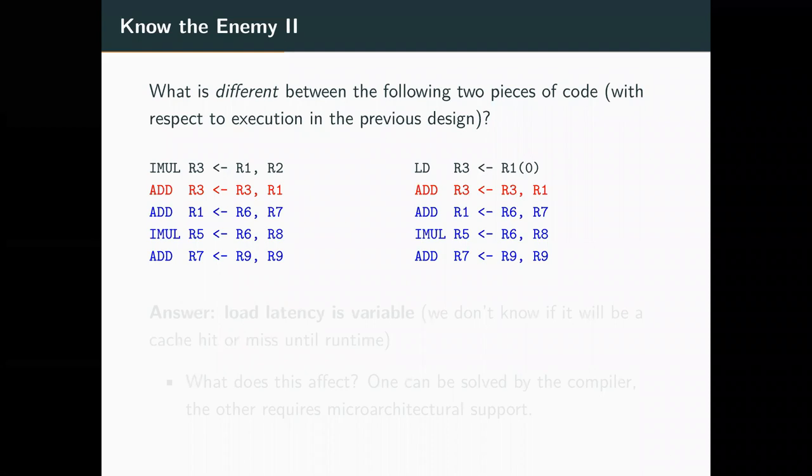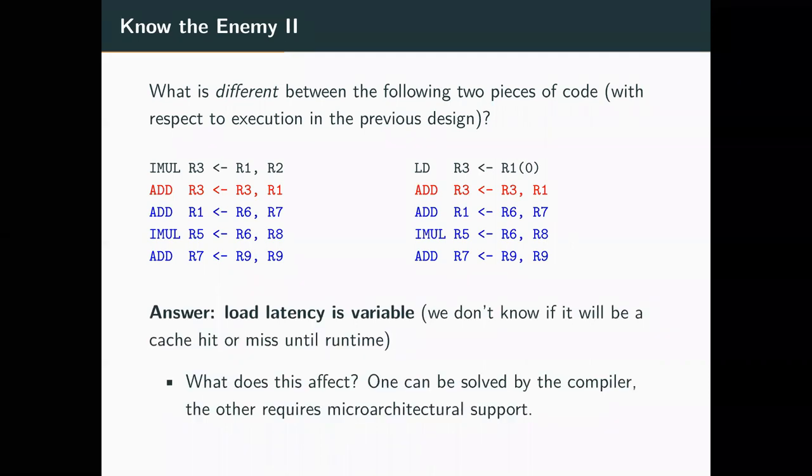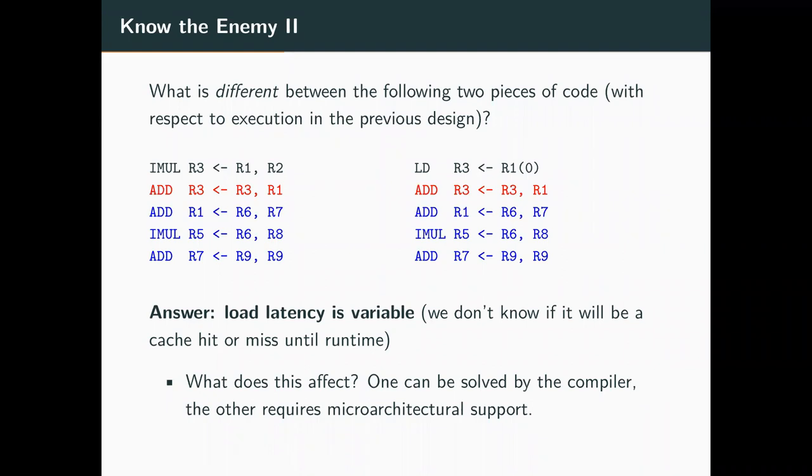Yep. We don't know if it's gonna be there until we try and get it. Yeah, we might get a miss. So what does that cause? Well, it causes us to have variable latency. If it's a cache hit, then load is gonna be like a cycle or two. If it's a cache miss, well, we're gonna be waiting a long time for that to come in, right?